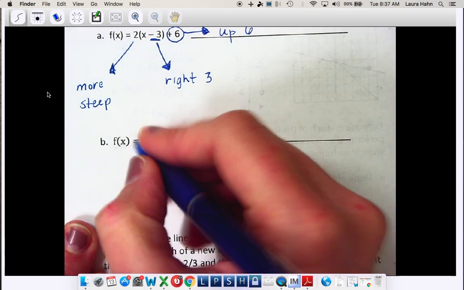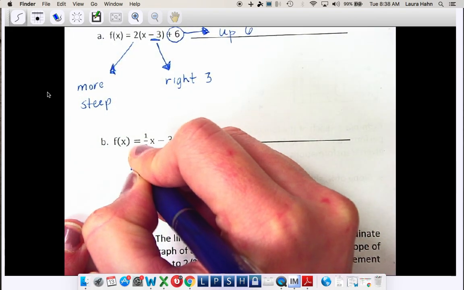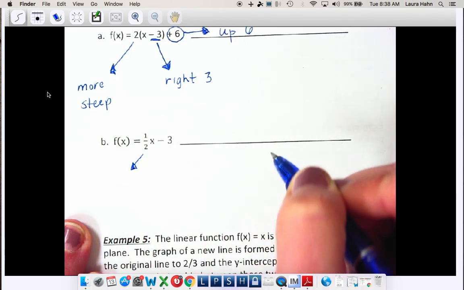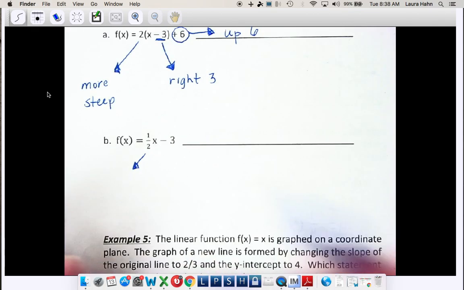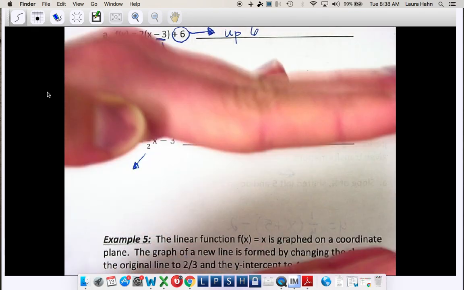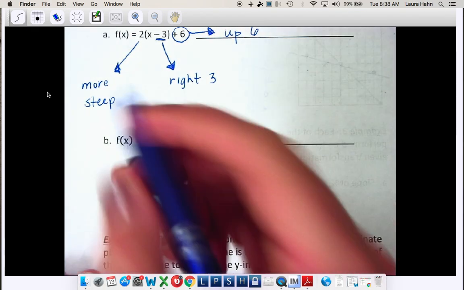Okay, number out front, that's our slope. Notice, it's a number that's between 0 and 1, a half, right? So when it's a half, it's going to be like a vertical compression, like someone's coming in and squishing it together. So that means it's going to be less steep.